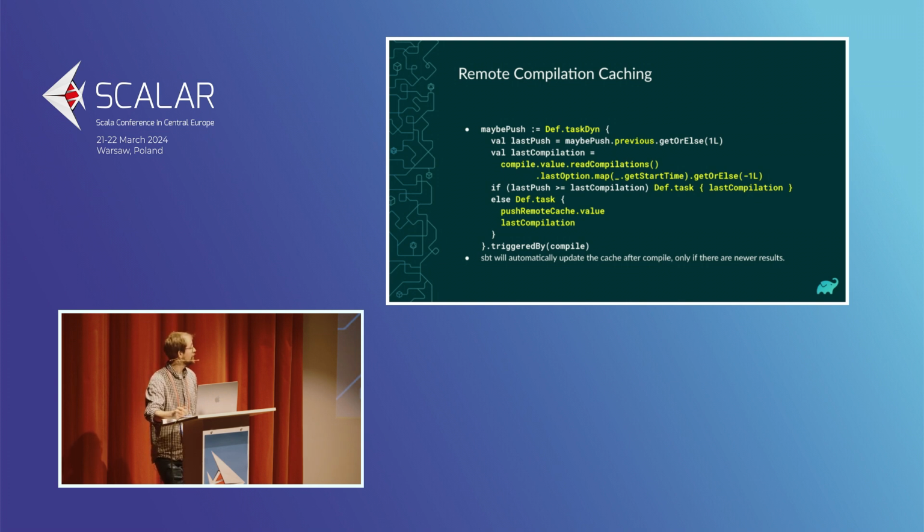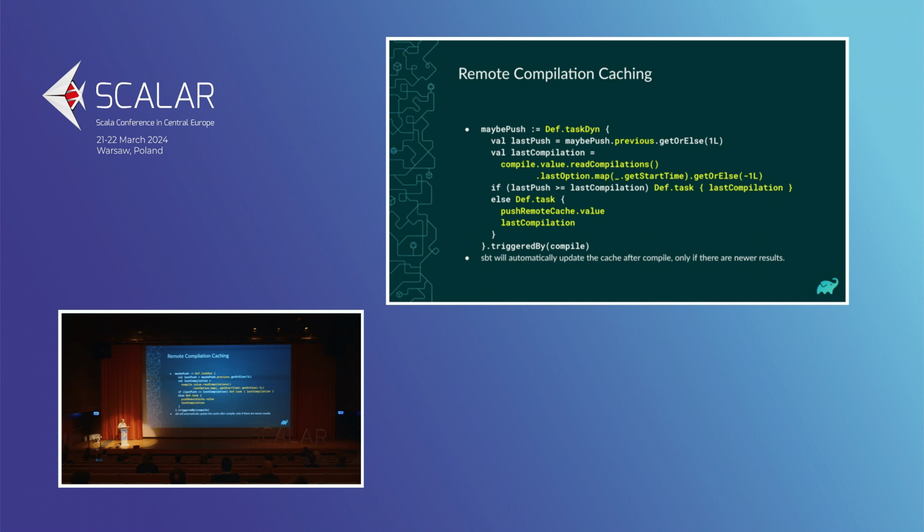And then we fill in the blanks. If we have a push that is as recent as the last compilation, then we don't do anything. If it's older, then we push to the remote cache, and we update the time to be the last compilation. So here, SBT is just automatically going to update the cache after we have newer results, and we can get much easier to use remote compilation caching.